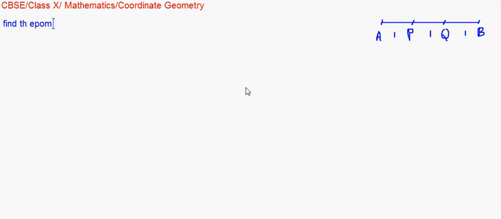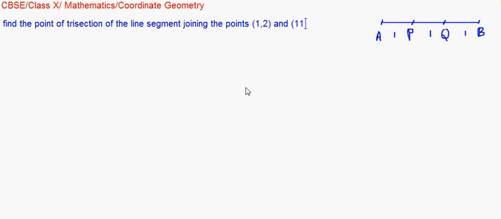Find the points of trisection of the line segment. I would use the same figure which I had made to explain the trisection part. The points, it's 1, 2, that means these are the points. If you equate it to the figure, it becomes A, B. We have to find the points which are P and Q.